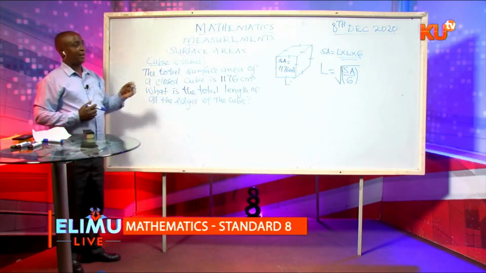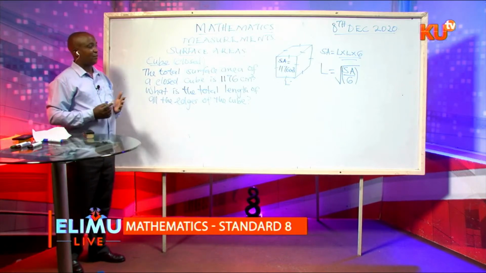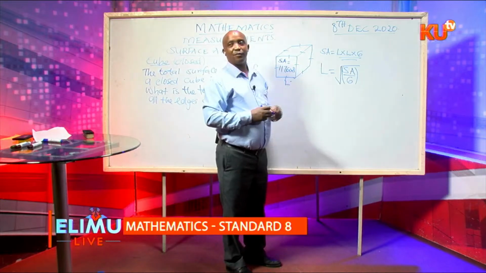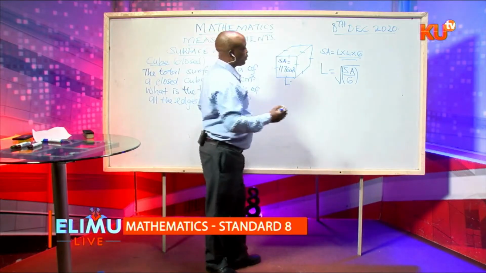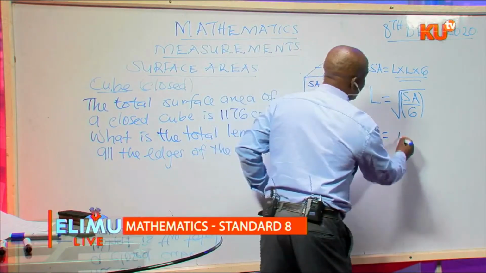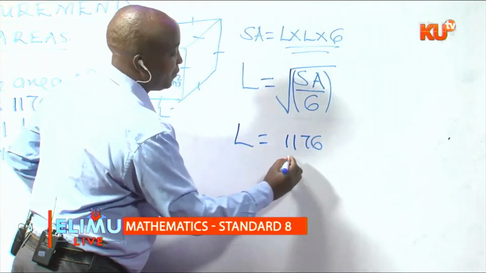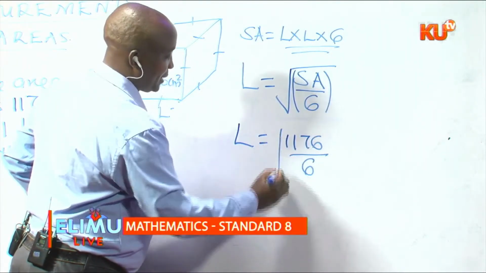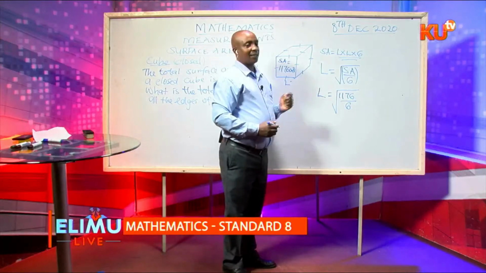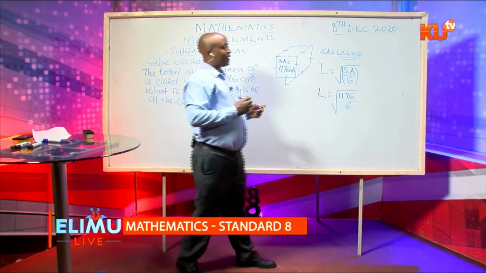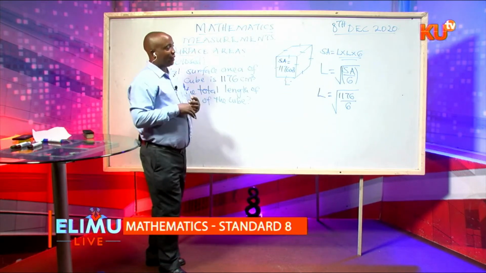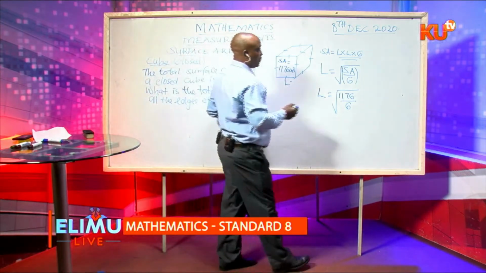Now this question is not asking for the length, it's asking for the total length of all the edges of a cube. But for you to work it out, you have to get the length of one side of the cube. So we take the surface area of the 6 faces, we divide by 6, then we find the square root. Remember what we have said? When we divide by 6, we are getting the area of one square face of a cube. Then we find the square root to get the length of one side of the cube.